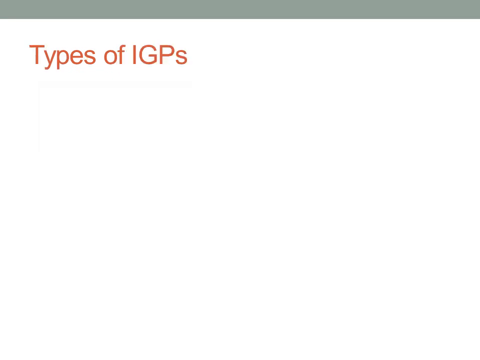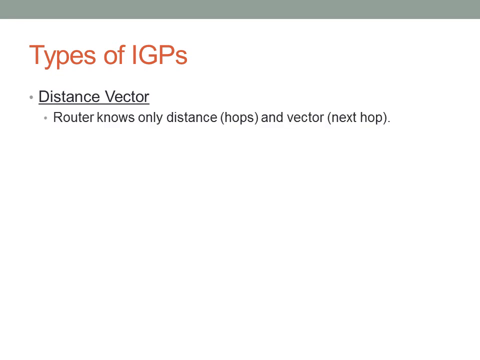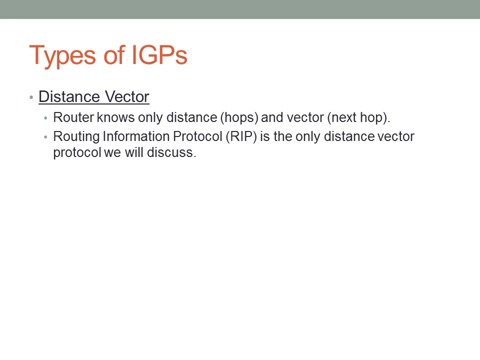Now, there are two different types of interior gateway routing protocols, and distance vector is the primary one. With distance vector, the router only knows the distance, and the vector, that is the next hop to a given network. I say distance and hops here. Distance could be comprised of a lot of different components, and I'll talk about that again at the end of the slide. Now, the idea here is that RIP is the only distance vector protocol that we'll be discussing, and I say that with a bit of a hint in my voice of something to come. I'll talk to you about that here at the end.